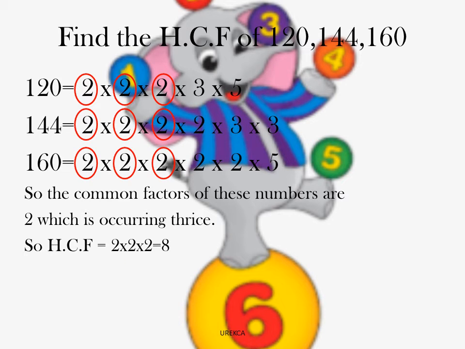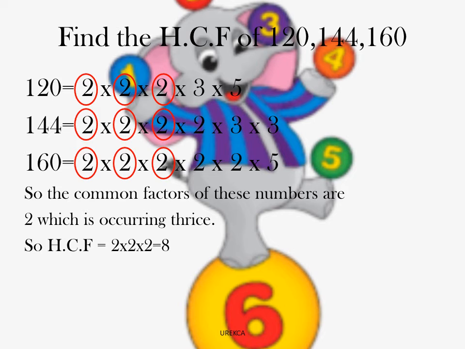Let's take one more example of 120, 144, and 160. If we break down the numbers into their factors, we will see that 120 can be written as 2 times 2 times 2 times 3 times 5. Similarly, 144 can be written as 2 times 2 times 2 times 2. That's 4 times 2 times 3 times 3. And 160 can be similarly written as what you can see over here.